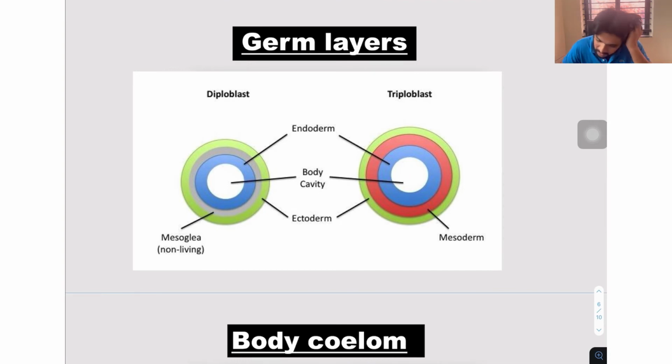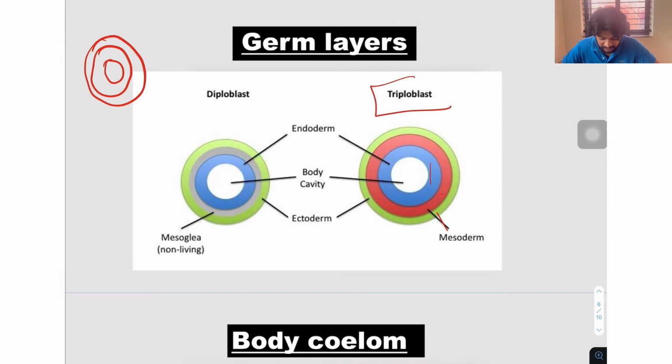Germ layers means during the embryonic stages of development, there are three layers which will give rise to the complete structure of a complete adult body. That is called germ layers. Usually it is made up of outer ectoderm, inner endoderm, middle mesoderm. Three germ layers are present. If an organism has these three germ layers in its embryonic development, then such organisms are called triploblastic organisms.